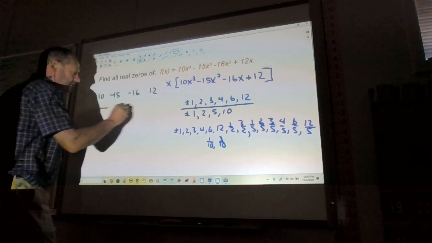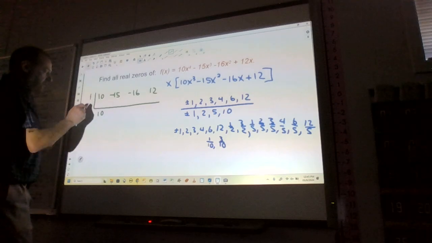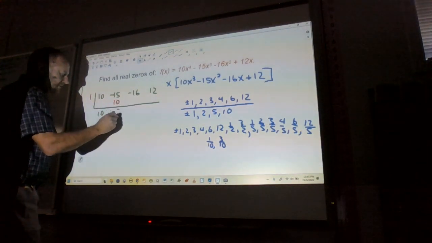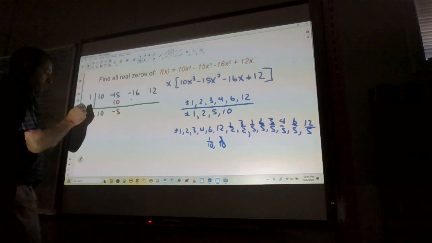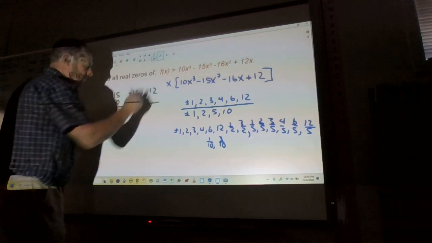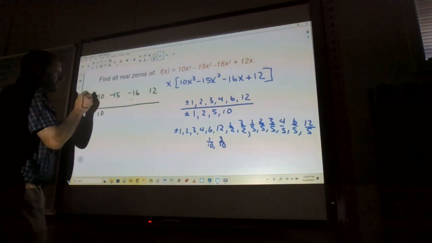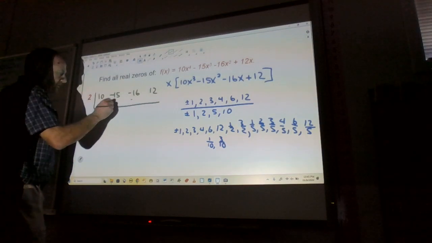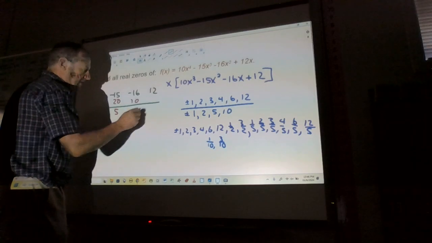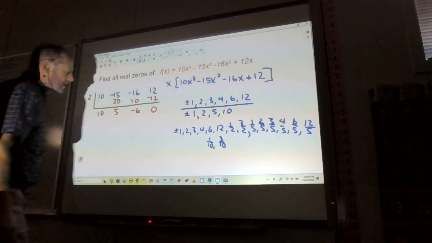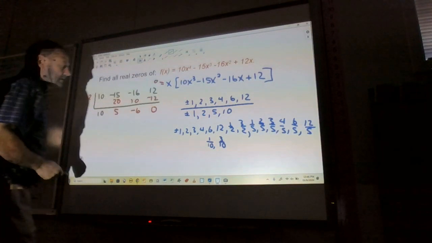Hopefully we find one pretty quickly. Let's try 1. 1 times 10 would be 10, minus 5, that'd be negative. Nope, that's not going to work. Let's try 2. So 2 would give me 20, that would give me 5, that would give me 10, that would give me negative 6, oh, that's going to work, negative 12, 0. Okay, so 2 is also going to be a solution. I'm going to get a 0 from here.